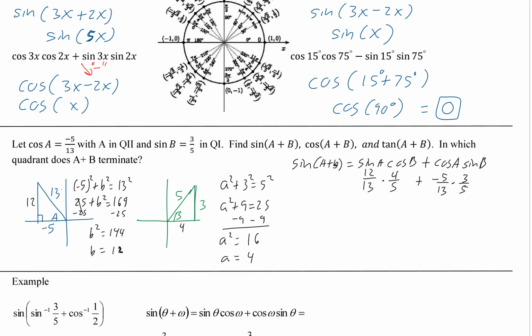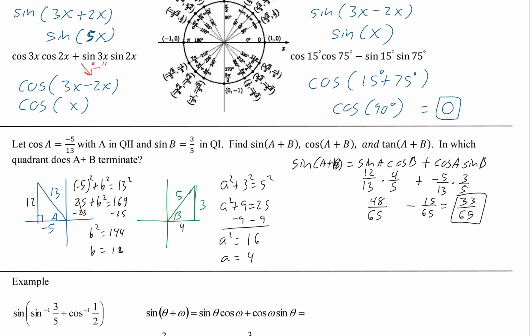So this would give us 48 over 65, minus, I'm just putting the negative there, 15 over 65. And then subtracting those gives us 48 minus 15 is 33 over 65. We still want to reduce these, but 3 and 11: 3 times 11 is 33. 65 we already knew is 5 and 13. They don't have anything in common. So there you go. There is sine A plus B.